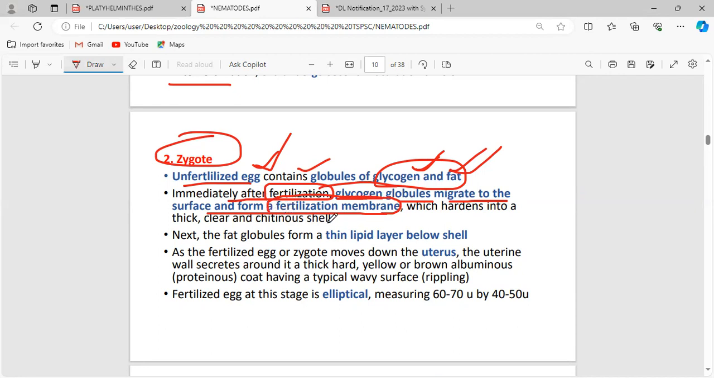Why does it have to form such a membrane? It has to cover and protect the contents present inside the egg. So it is the fertilization membrane which hardens into a thick, clear, chitinous shell.